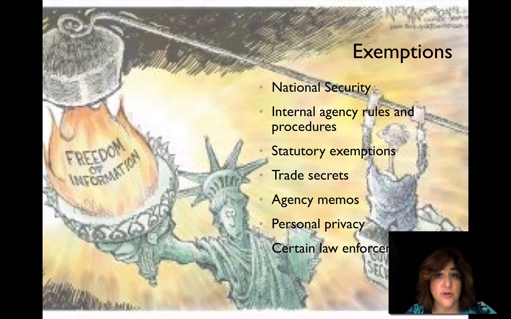Now, there are exemptions, so there are things that the federal government does not need to give up. National security, as I'm sure you can guess, is a big one. They mention that one a lot. Internal agency rules and procedures don't have to be submitted through FOIA. Anything that's a statutory exemption, so it's by law. Trade secrets, agency memos, something that's considered to be personal privacy, and certain law enforcement records are exempted.